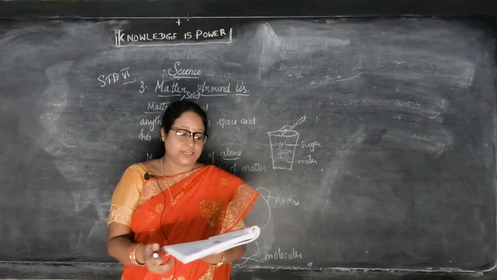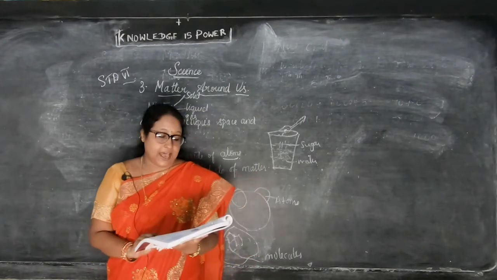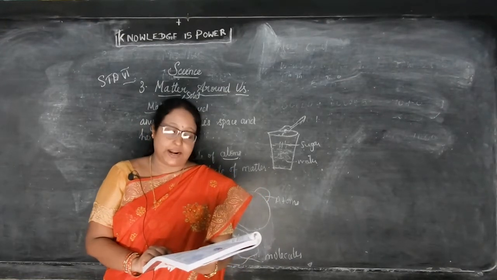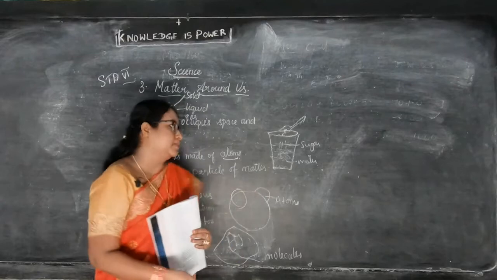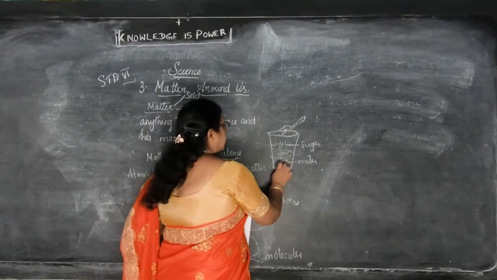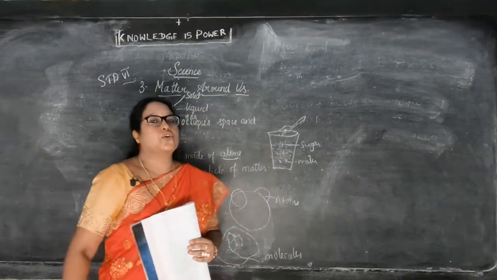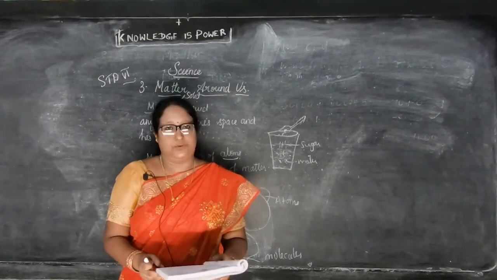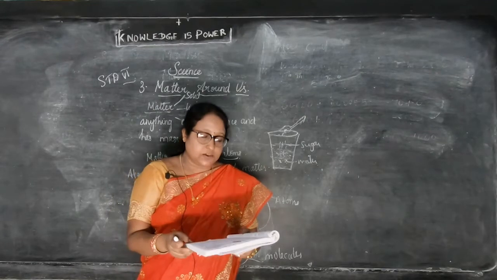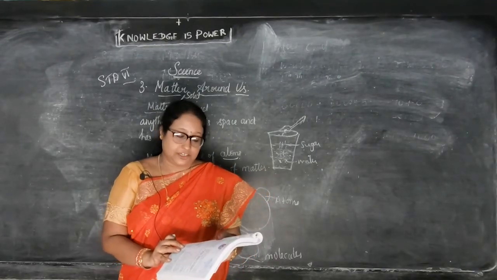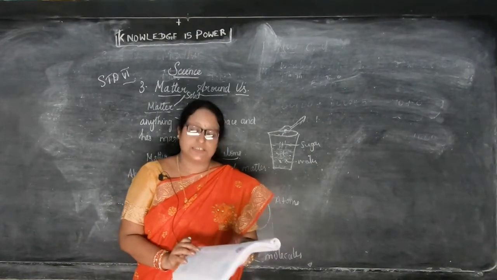So for the first one is, water particles have space between them, and the sugar particles are occupying those spaces. So spaces are there. So what happens when the sugar is added? This sugar occupies the space between them. And the particles of matter attract each other. It is a force of attraction which keeps the particles together.